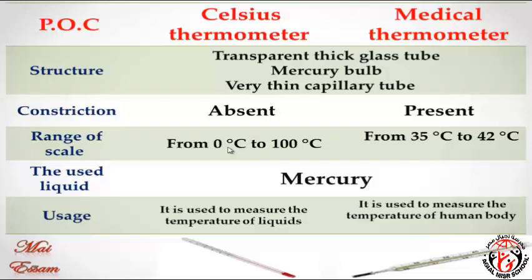Medical thermometer structure: transparent glass tube, mercury bulb, very thin capillary tube, and it has a constriction.